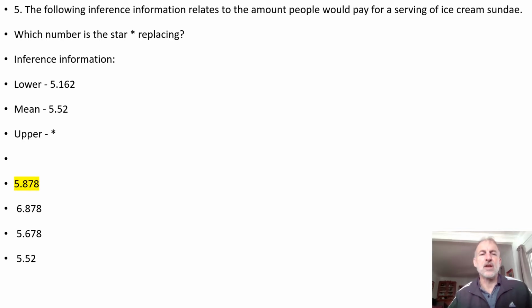That was not too difficult, because the mean is in the center. So basically what you could have done is take the mean minus the lower, and that answer you just add to the mean to get the upper.